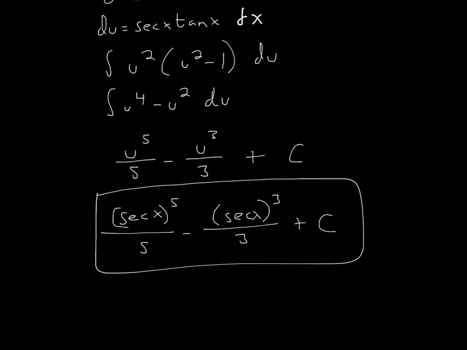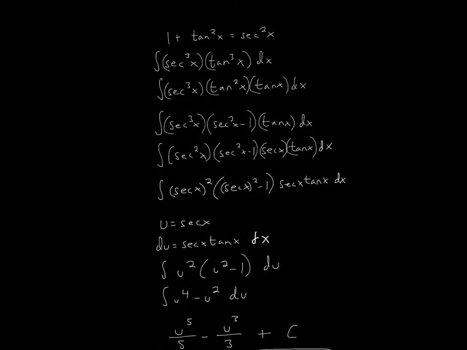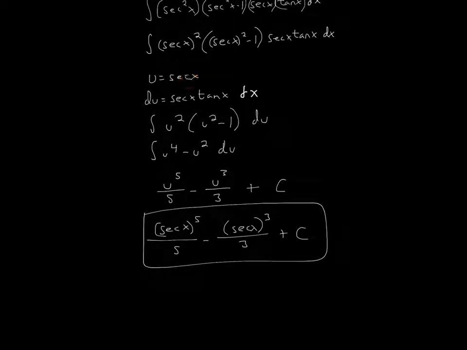Now, we can't leave it in this u form, because the original answer was using x. So what we'll do is, since we did a substitution, u is equal to secant x, so we'll plug in secant x to the fifth divided by 5, secant x to the third divided by 3, and then finally plus c.